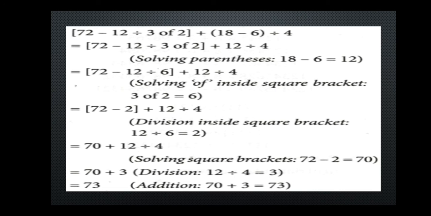70 plus 12 divided by 4. So here we will write 12 divided by 4. Using DMAS, we will do division first. 12 divided by 4 is 3 and 70 plus 3 is 73, which is our answer.